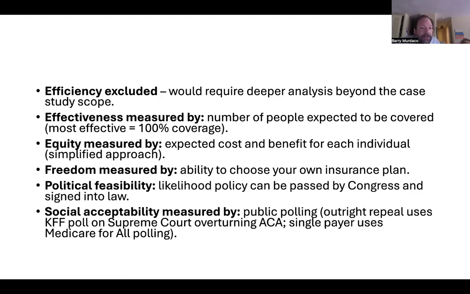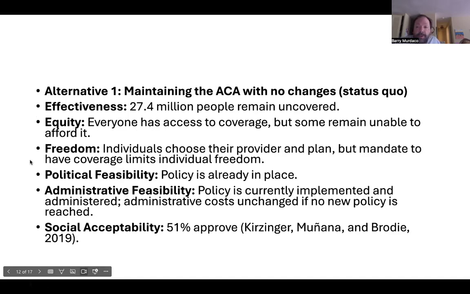Then you have, again, political feasibility, which has a lot built into it, which they kind of don't really examine. The likelihood policy can be passed by Congress and signed into law. Again, why is one policy more likely than another? They don't really ever examine that. Social acceptability, measured by public polling, outright repeal, basically just relying on polling data.